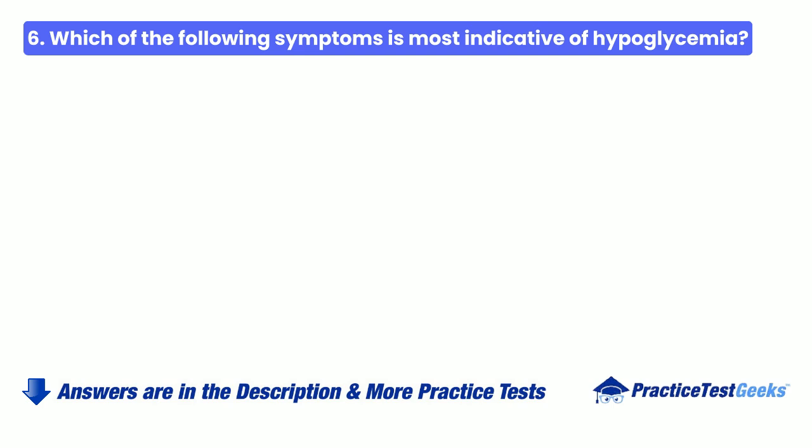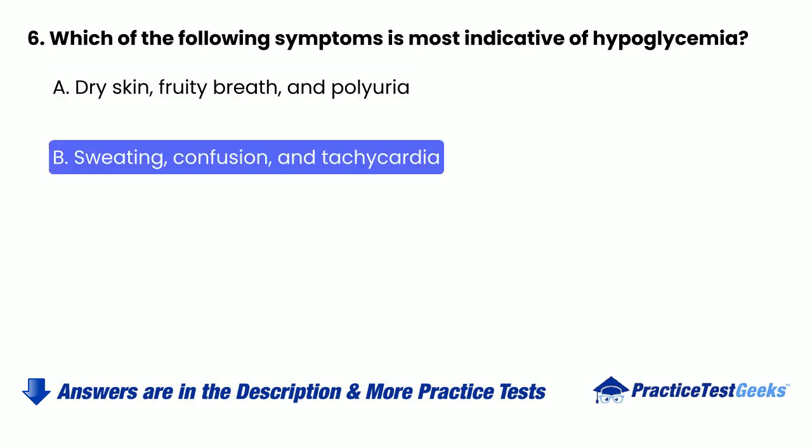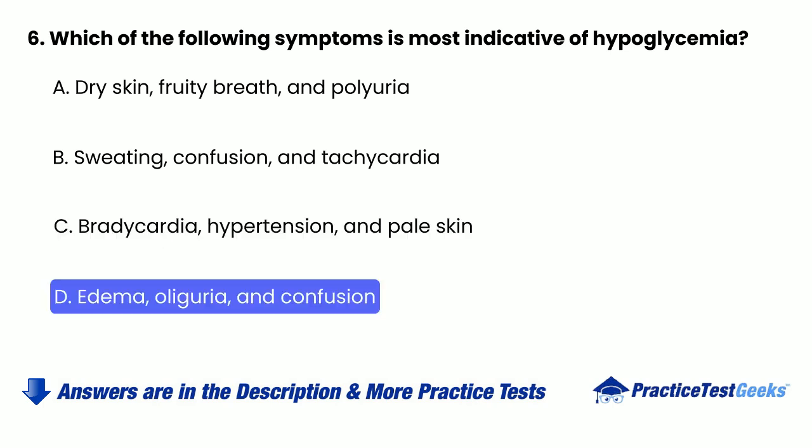6. Which of the following symptoms is most indicative of hypoglycemia? A. Dry skin, fruity breath, and polyuria. B. Sweating, confusion, and tachycardia. C. Bradycardia, hypertension, and pale skin. D. Edema, oliguria, and confusion.